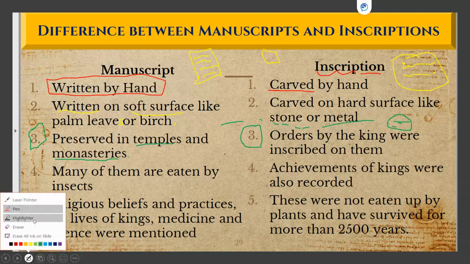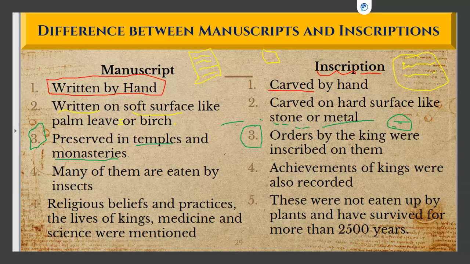The fourth point of difference comes when they are written on soft surfaces, then ants can easily eat them because these are only leaves and trees. Animals also eat these things. So many of these manuscripts are not there because insects eat them.